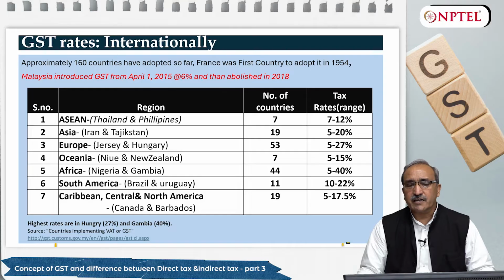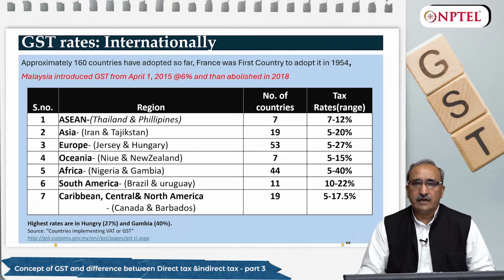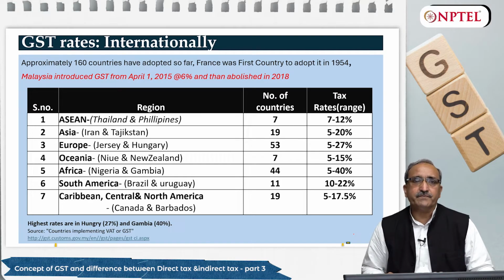So far 160 countries have GST across the globe, with different rates of taxes and with different models of GST. We adopted a dual model of GST because of the federal structure of the country. So it is purely on the need of the country or the economy how they pursue GST.